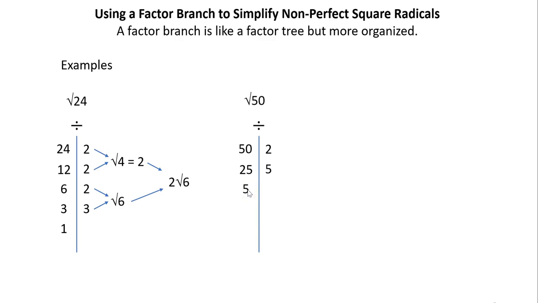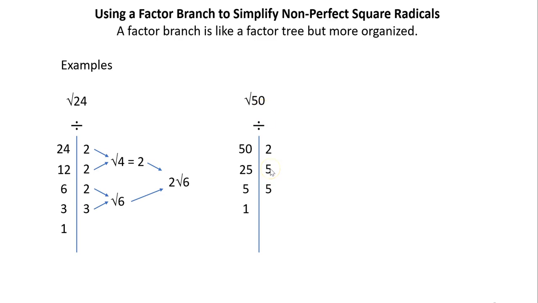That's going to be 5. Does 5 divide by 5? Yes. 5 divided by 5 is 1. Okay, that's how I know I'm done. Think about it. 2 times 5 is 10, and 10 times 5 is 50. So all 3 of these numbers are underneath the root.